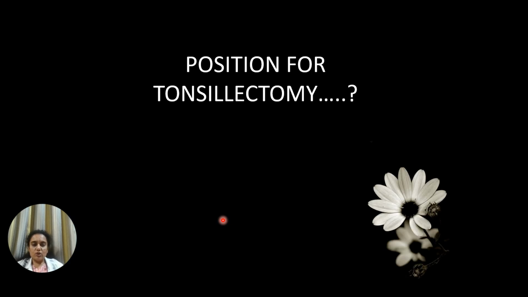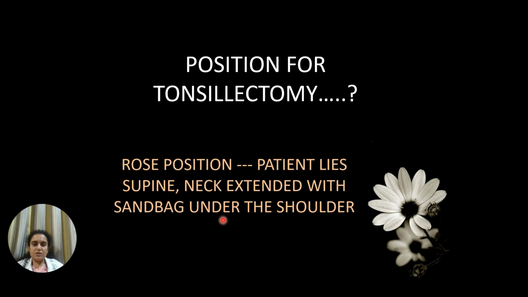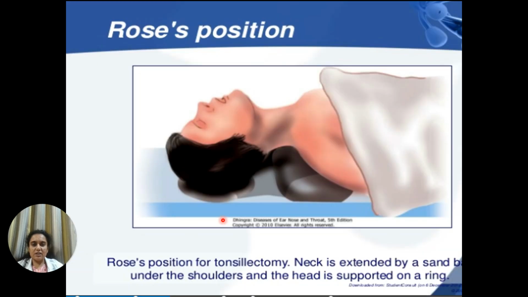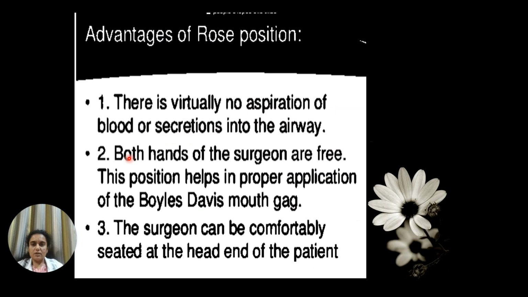What is the position for doing tonsillectomy? It is the Rose position, where the patient lies supine, neck is extended with a sandbag under the shoulder. This is the Rose position. The surgeon stands behind the head and operates. The advantage of this position is that there is no aspiration into the airway, and both the hands of the surgeon are free.